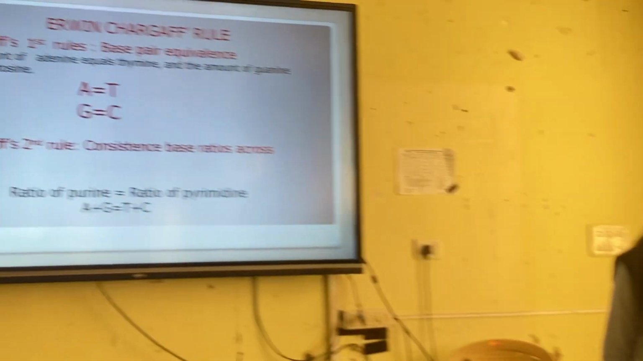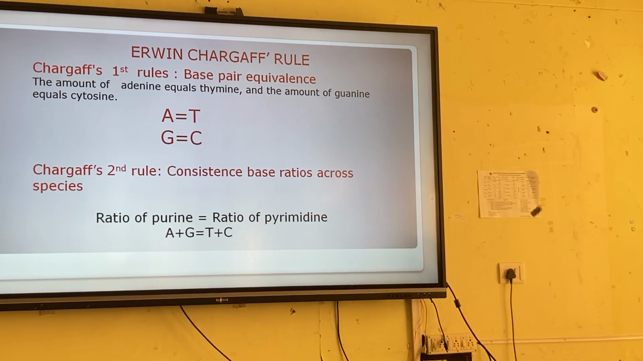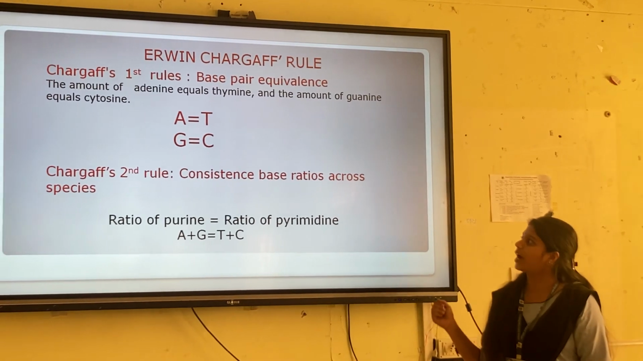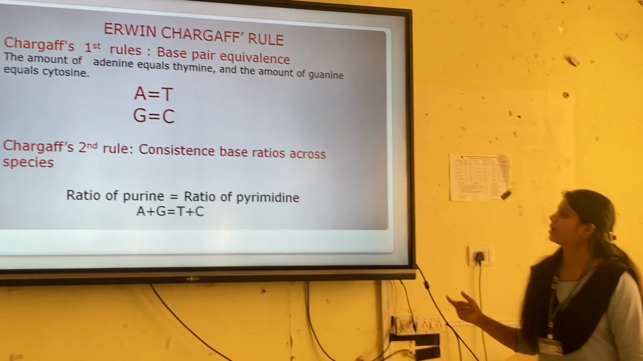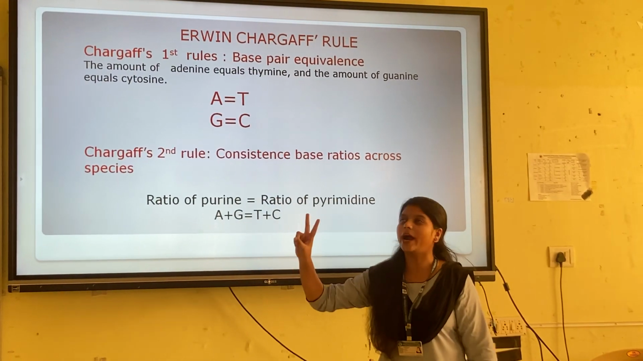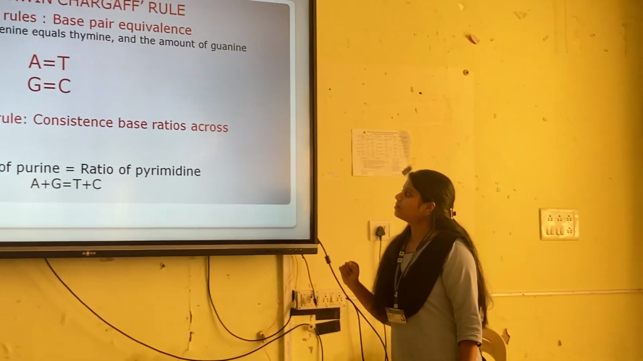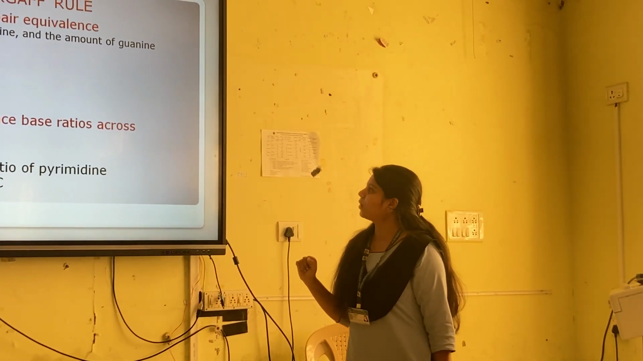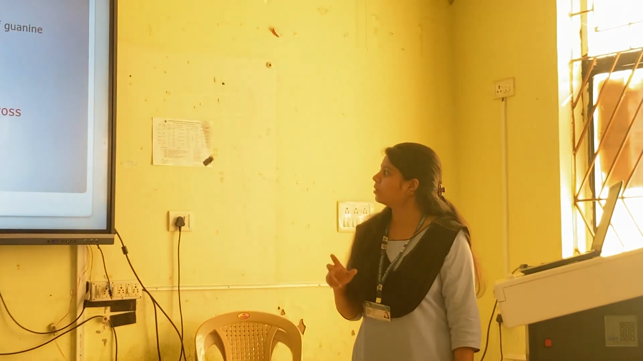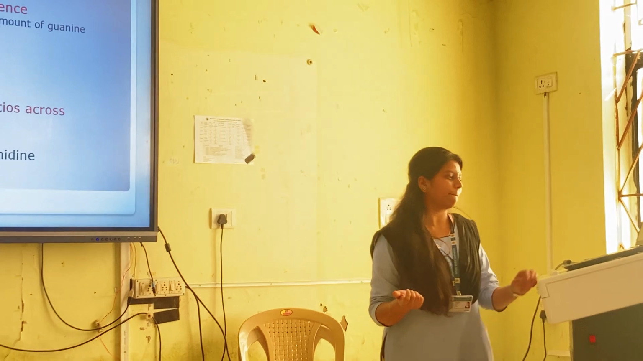Now let's discuss the Erwin Chargaff rules. Chargaff's first rule states base pair equivalence, where the amount of adenine is always equal to thymine and the amount of guanine is always equal to cytosine. We should remember that adenine always pairs with thymine by 2 hydrogen bonds and guanine with cytosine by 3 hydrogen bonds. Then the second rule is the consistent base ratio across the species, where the ratio of purine is always equal to the ratio of pyrimidine. That is A plus G is always equal to T plus C.